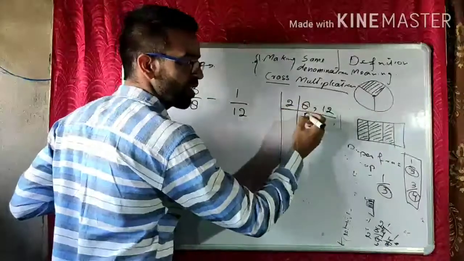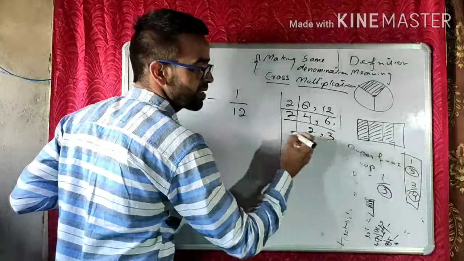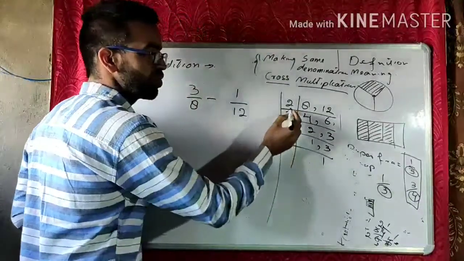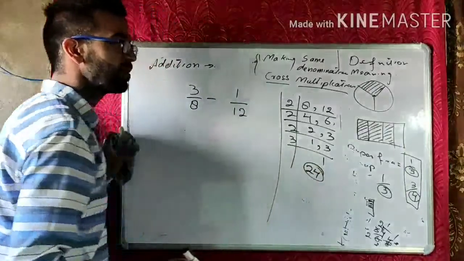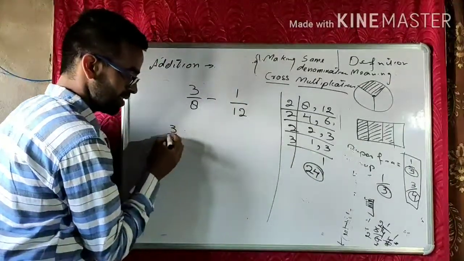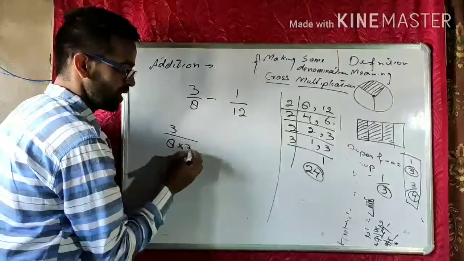So 2 4s are 8, 2 6s are 12, and 2 2s are 4, 2 3s are 6, 2 1s are 2, 3 remains here, 3 1s are 3. 2 2s, 4 2s, 8 3s are 24, which becomes the LCM of both numbers. So we have to make 8 as 24 like this. 3 divided by 8. What do we multiply 8 by so as to get 24? 8 3s are 24.